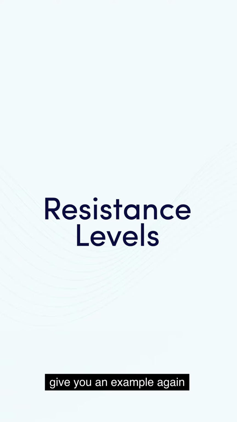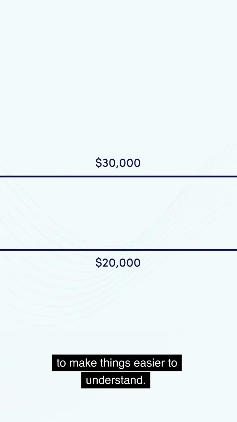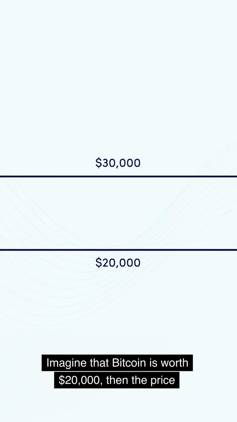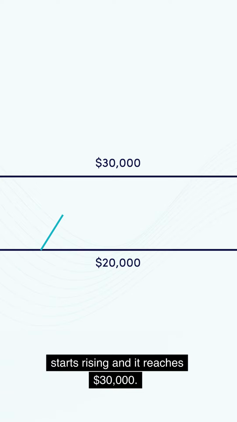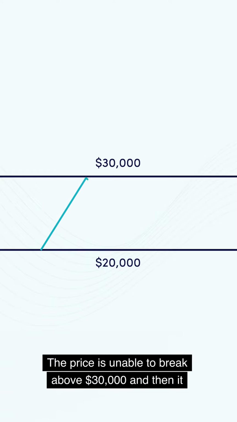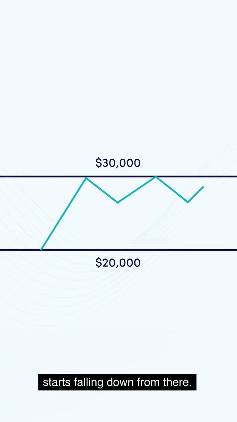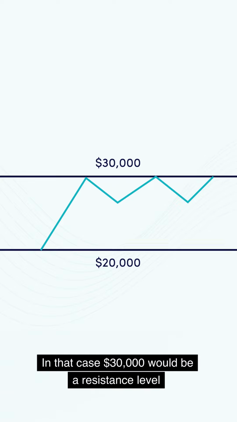Let me give you an example again to make things easier to understand. Imagine that Bitcoin is worth $20,000. Then the price starts rising and it reaches $30,000. The price is unable to break above $30,000 and then it starts falling down from there. In that case, $30,000 would be a resistance level.